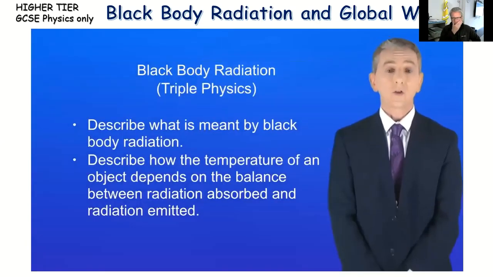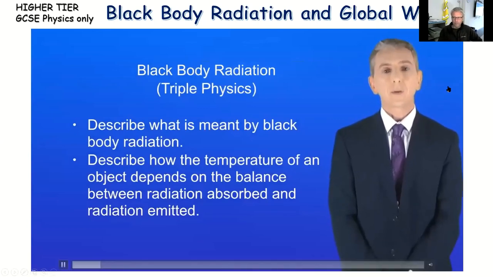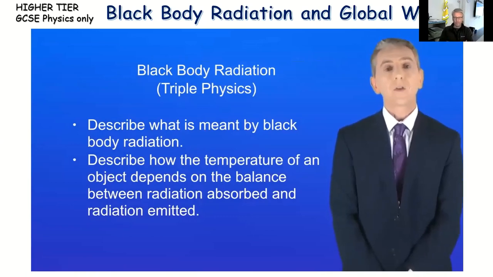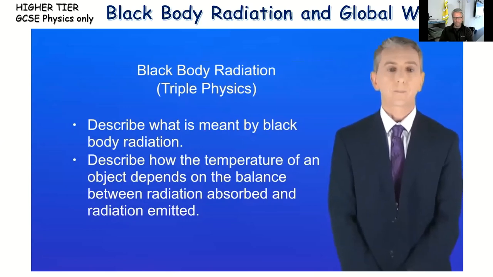By the end of this video, you should be able to describe what's meant by black body radiation. You should then be able to describe how the temperature of an object depends on the balance between radiation absorbed and radiation emitted. And this is for triple physics students only.